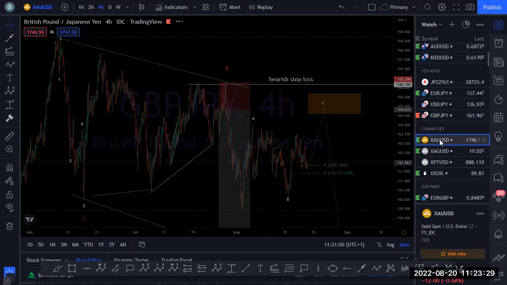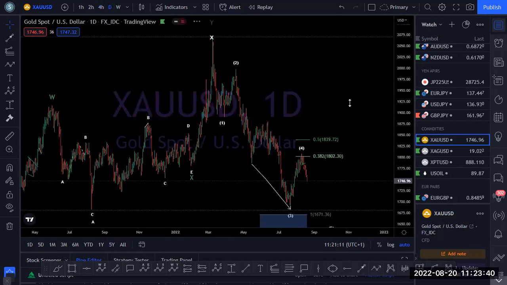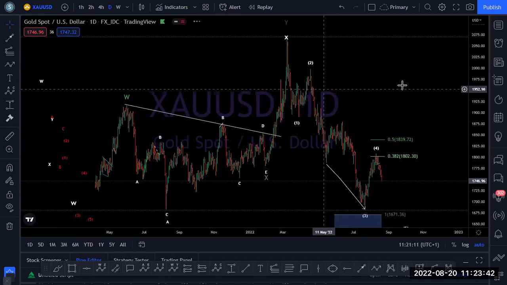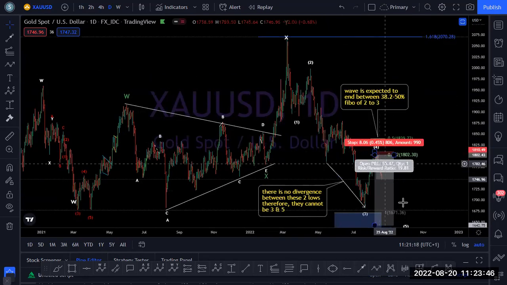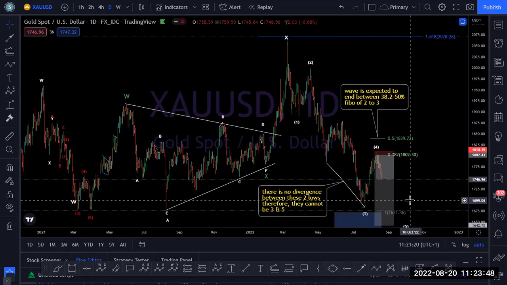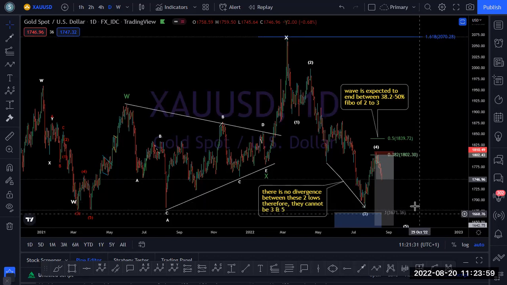Let's go to gold. What do we have on gold? Let me go back to daily again. Daily chart, I have explained it so many times. This is where 1, 2, 3, 4, 5. Gold will likely give us a new low, and that is maybe 70 over 30. 70% will get a new low, 30% will not.